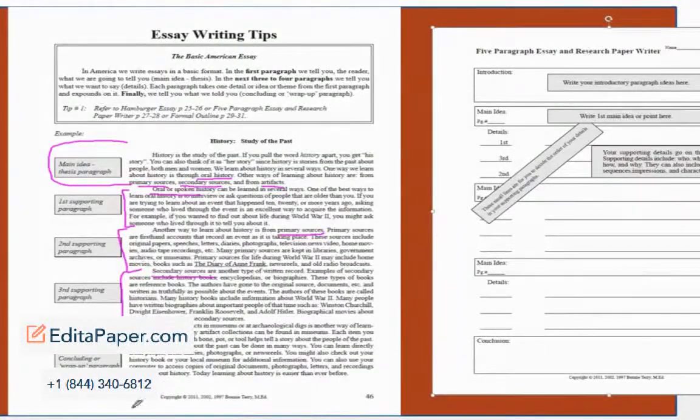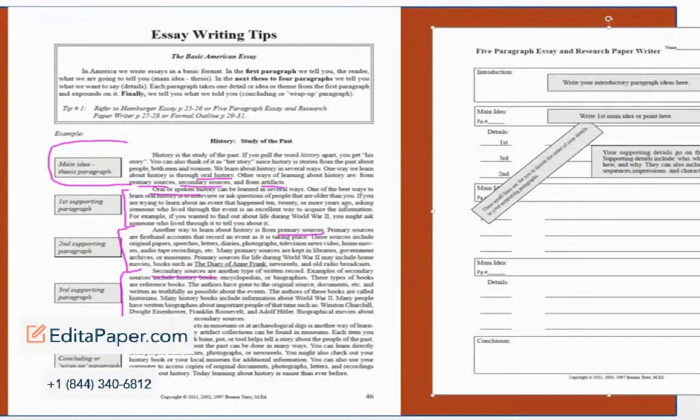Then the concluding paragraph says, finding out about the past can be done in many ways. You can learn directly from people, from diaries, photographs, or newsreels. You might also check out your history book or local museum for additional information. You can also use your computer to access copies of original documents, photographs, letters, and recordings to learn about history. Today, learning about history is easier than ever before.